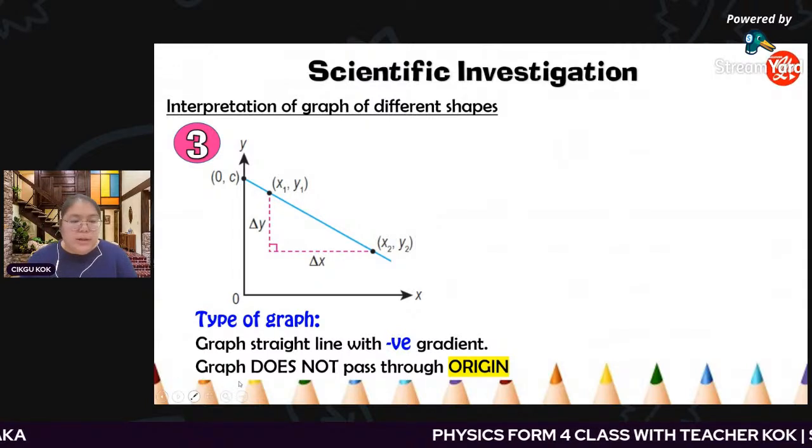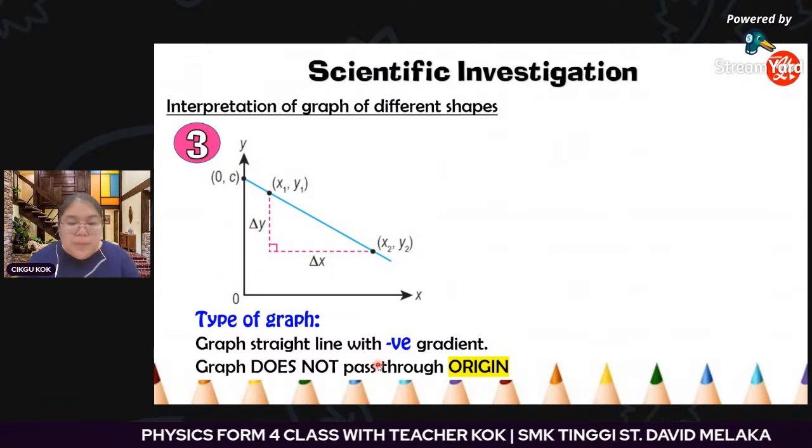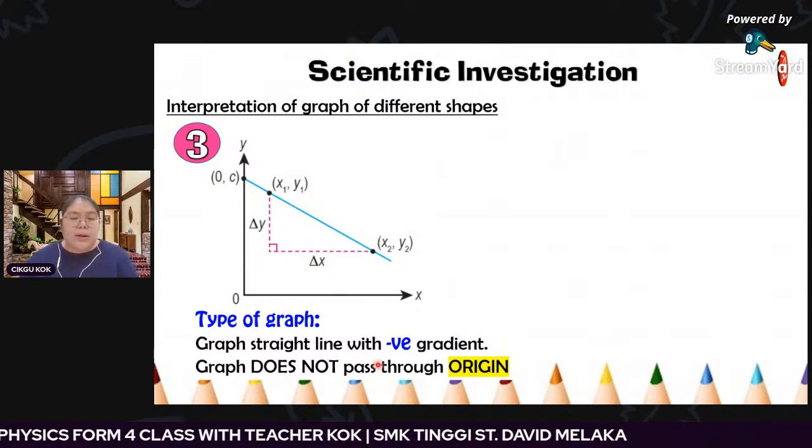Okay, so from here, the graph does not pass through the origin. This graph also never passes through zero. Okay, now we go to interpreting.